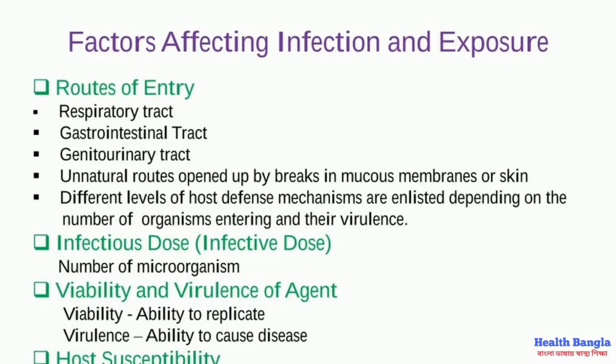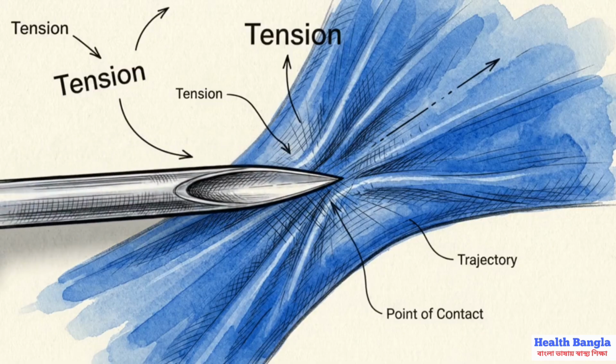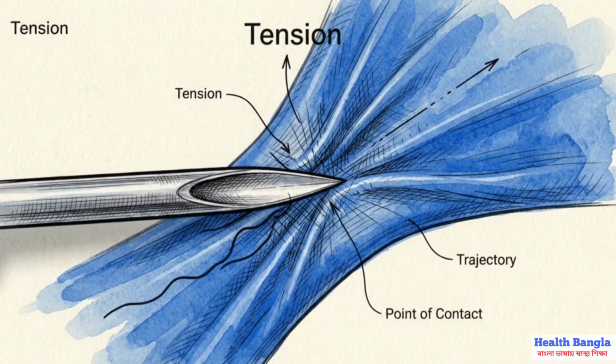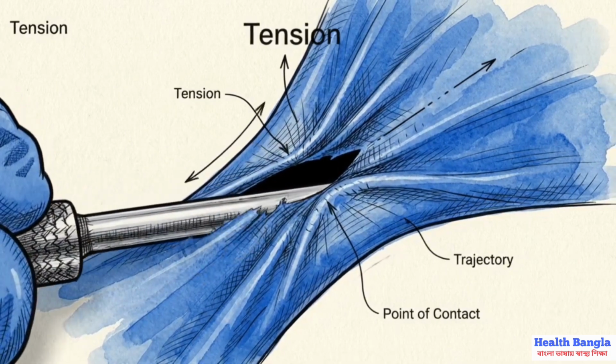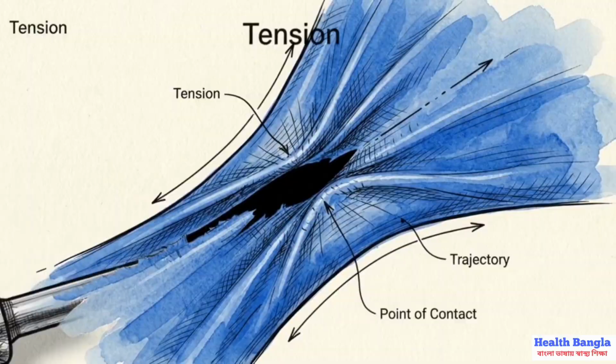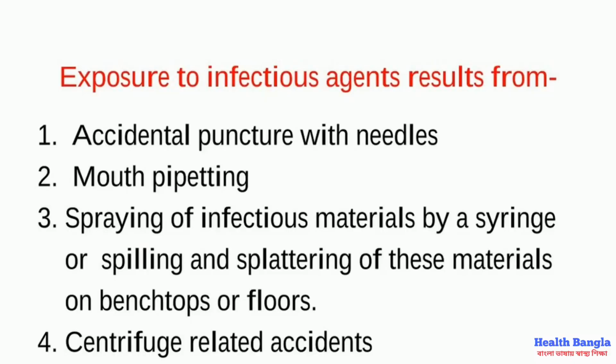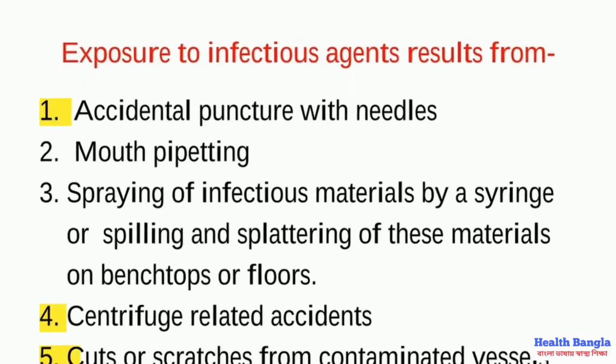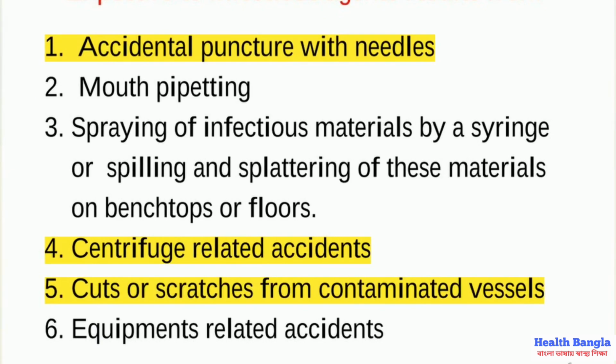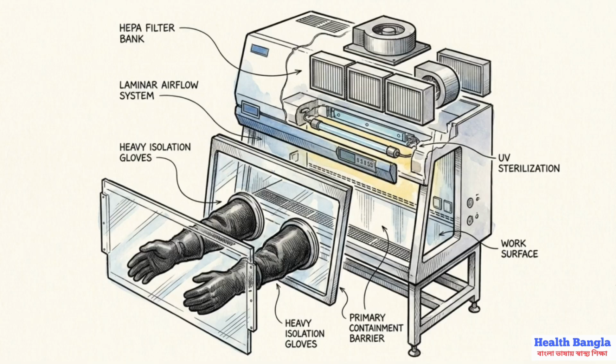In a laboratory, the most critical danger stems from unnatural routes, pathways opened up by artificial breaks in the mucous membranes or the skin. This is the exact moment a physical barrier fails, instantly turning a contained hazard into an active, dangerous exposure. These unnatural routes are usually the result of mechanical failures, including accidental needle punctures, centrifuge accidents, and cuts from contaminated glass. Because human error and mechanical failures create unpredictable pathways into the body, safety protocols are engineered as physical, foolproof barriers.